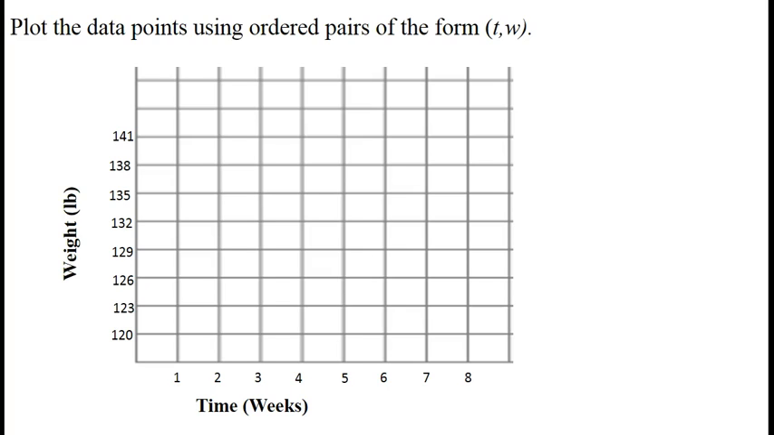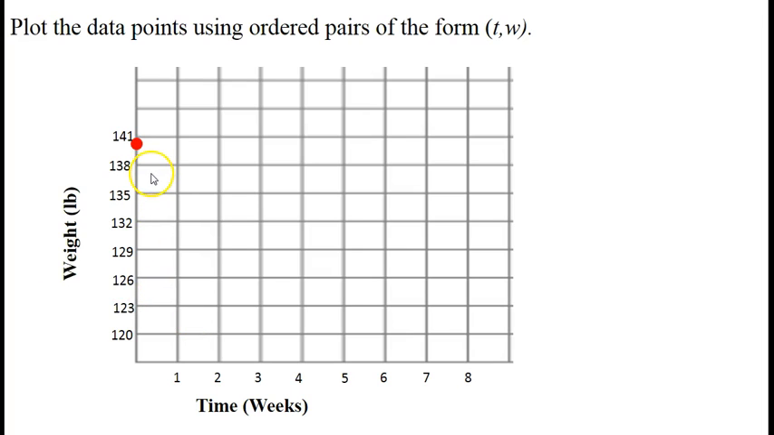And then in your notes you have a table where we talk about time in weeks going 0 through 8, and then we have weight in pounds on the second row. So we need to plot the data points using ordered pairs of the form (T, W). For example, the first point: 0 is our T, and 140 is our W. So our ordered pair would be (0, 140). That's the first one I'm going to plot.